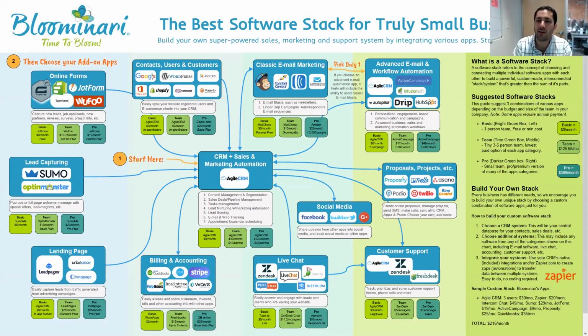So that's another way. And then things like classic email marketing, such as MailChimp, you can export your contacts automatically from Agile to be into an email marketing list in MailChimp if you didn't want to use the marketing within Agile. You can also use separate advanced email, including Infusionsoft or ActiveCampaign or Drip.